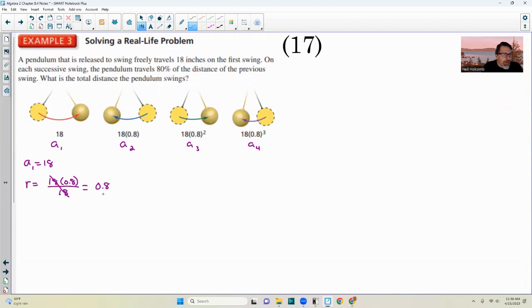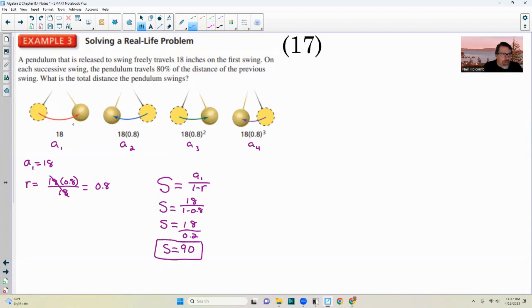0.8 is less than 1, so we will get a sum. So I write S equals a sub 1 divided by 1 minus r. S equals the first term divided by 1 minus r. S equals 18 divided by 1 minus 0.8, which is 0.2, and 0.2 goes into 18 90 times.